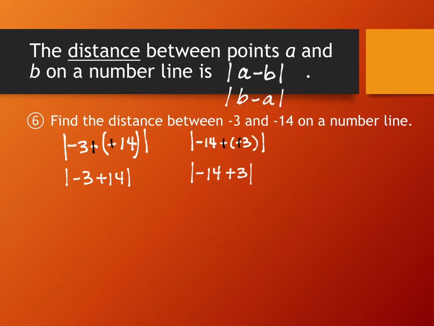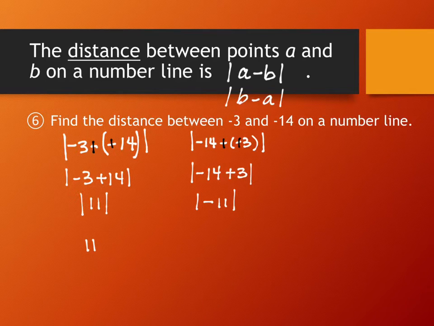Okay, so what is negative 3 plus 14? 11. It's 11. So unfortunately, 11 inside of absolute values just looks like a whole bunch of sticks. But I've got the absolute value of 11. If I do it on this one, I've got the absolute value of negative 11. But either way, when I take the absolute value, I get 11.